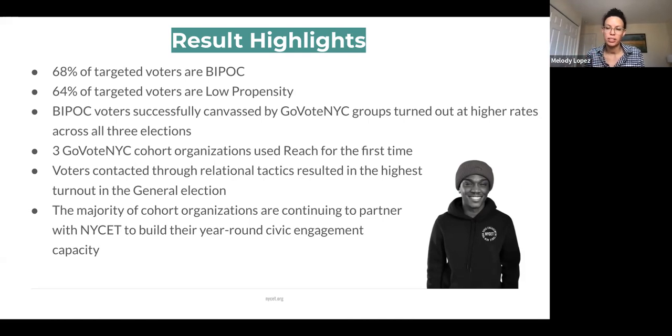And as I mentioned, we were successful in piloting a new tool, which was not part of our original plan, but really a response to the dynamics and the needs that folks were raising as we were meeting with folks in Reach. And then, as we already discussed, the voters contacted with those relational tactics really had the highest impact in terms of many more of them actually turning out to vote compared to the other forms of outreach. And also the vast majority of the organizations are continuing to work with us to build out their capacity around doing this work year round. So that's actually my conclusion.